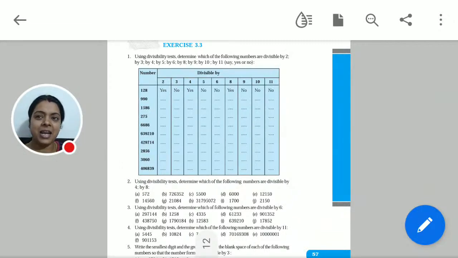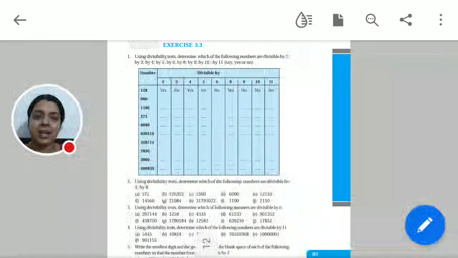Last three digits. Eight ones, and then eight twos, and then comes 30, not divisible. So it is no. Then 90. The rule comes for 9. What is the rule of 9? Add up all, and the sum should be divisible by 9. So 9 plus 9 plus 0 is 18, and 18 is divisible by 9. So we'll say yes. Then 10, ending in 0.